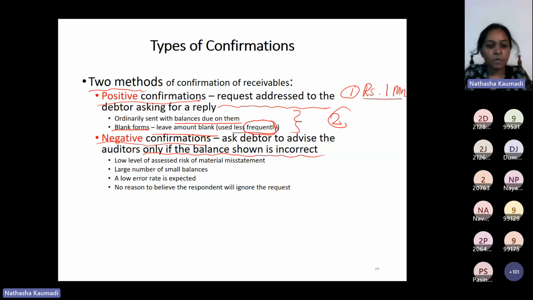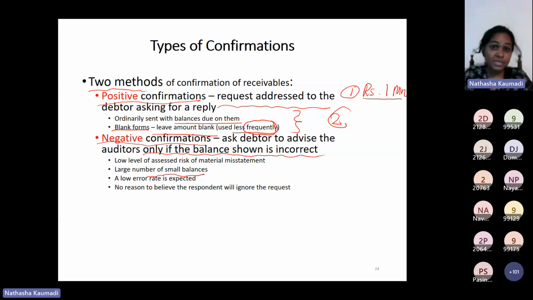Large number of small balances. This would be okay if there are a large number of small balances. Then only the balances which have differences will be getting replies, no? So if that is a small balance, then there's no problem even though we don't receive the reply. So that is the case. A low error rate is expected.